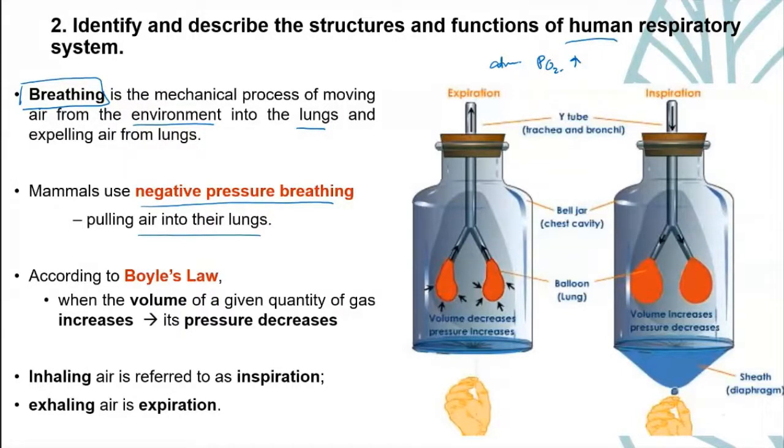For this one, it follows Boyle's law. According to Boyle's law, when the volume of a given quantity of gas increases, its pressure decreases. Here we are referring to the pressure inside the lung. In order for the air outside to enter into our lungs, the pressure inside the lungs has to be reduced. And how to reduce the pressure? You increase the volume of your lungs.